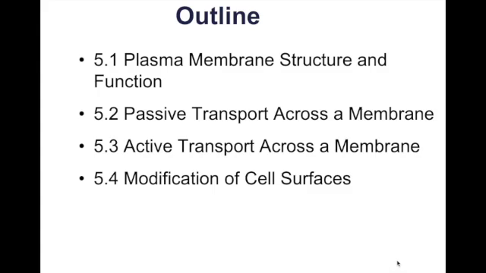We'll move on to talking about passive transport, so how things can move across the cell membrane without using energy. A little bit on active transport, so sometimes you need to use energy to get stuff in or out of the cell. And then some of the different structures you might find on the surface of the cells and what they do for those.